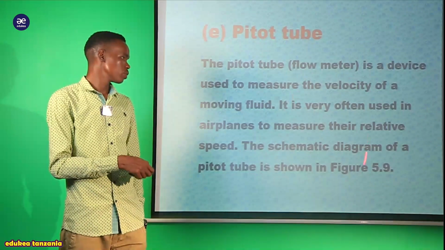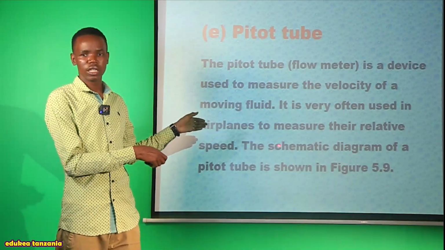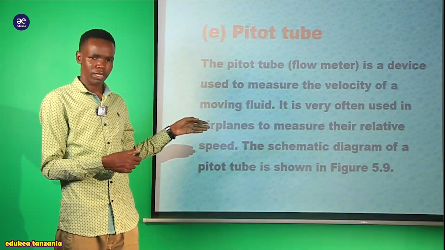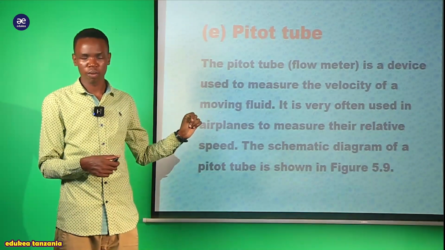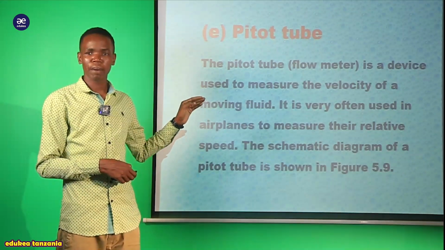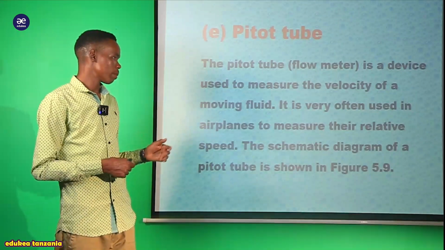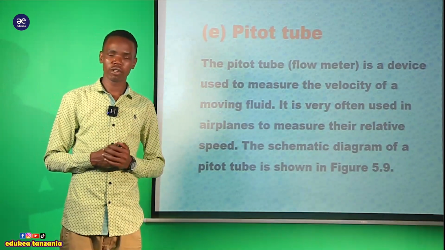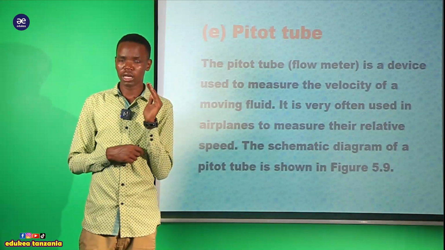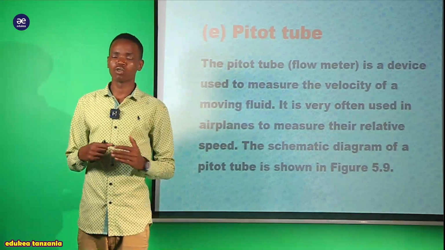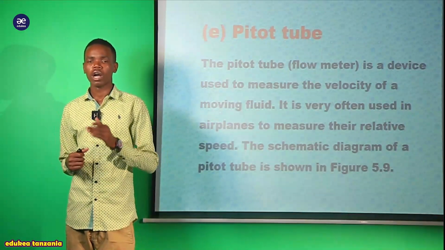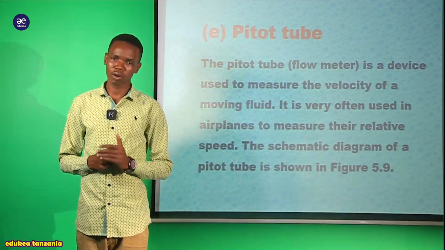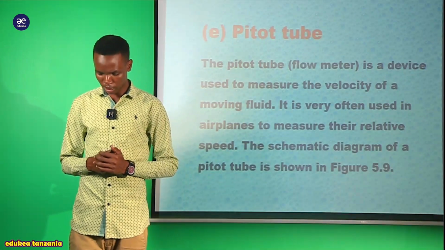So this is used in airplane. We see at the airplane, such as aircraft and so on, they use the pitot tube so as to determine the relative velocity. Kwa ukitaka kudetermine relative speed kwenye airplane, lazima uweze kutumia hiki kifaa kinachoitwa pitot tube au sometimes tunakiita ni flowmeter.